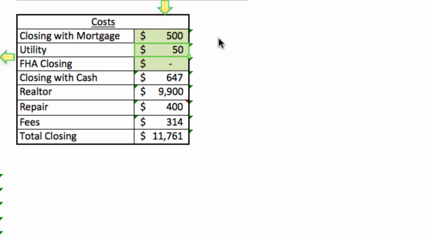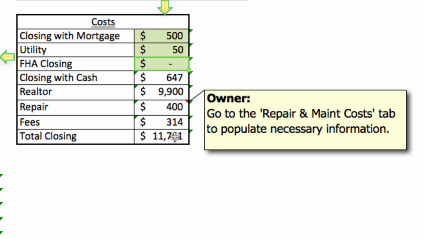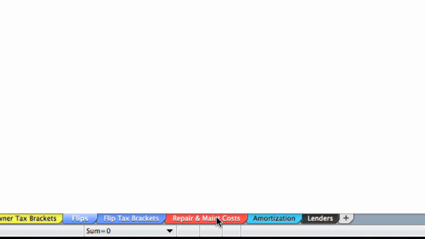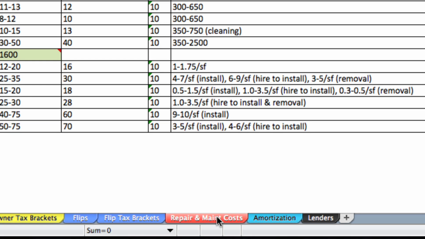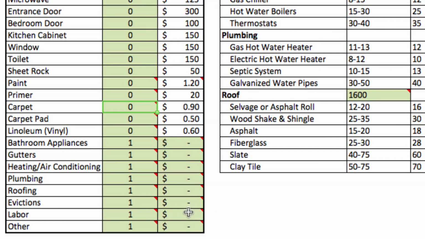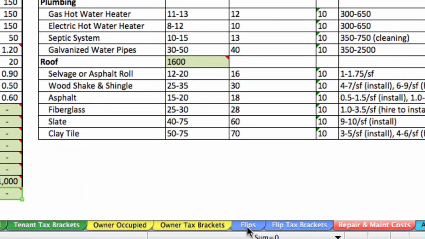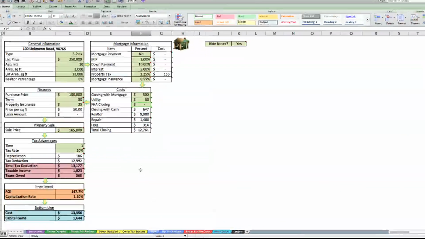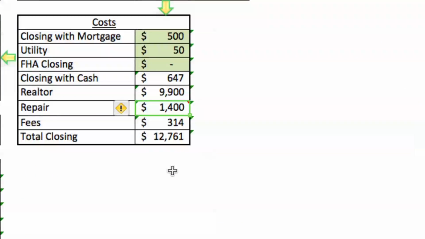Let's say the utility is $50 a month, FHA closing, there is none. Then you'll see here these cells in white, which we have no need to change. However, we do have a little bit of bearing on this repair cost. Let's go to the repair and maintenance cost down here. The only thing I'm going to change is I'll put $1,000 under the labor cost. Let's just say we had an additional $1,000 that we needed to take care of the property, to fix it up the way we wanted it. Going back to the Flips tab, we see here we have $1,400 now. That's the $1,000 plus a property and termite inspection as well.